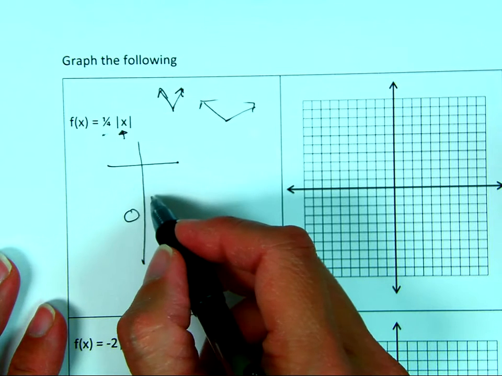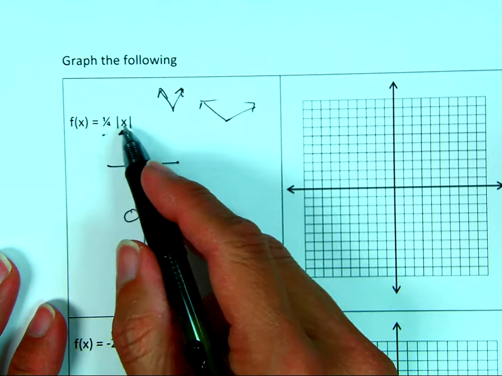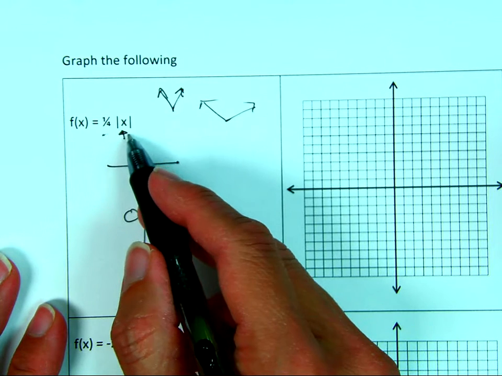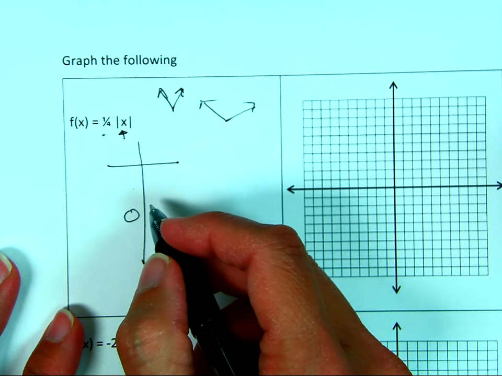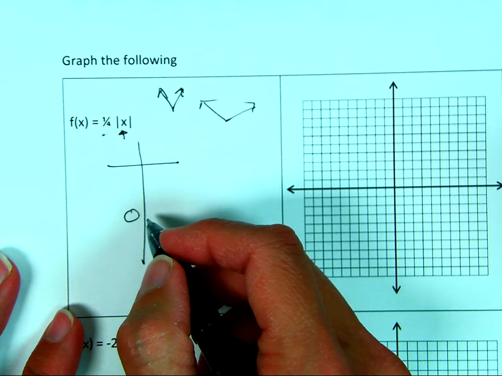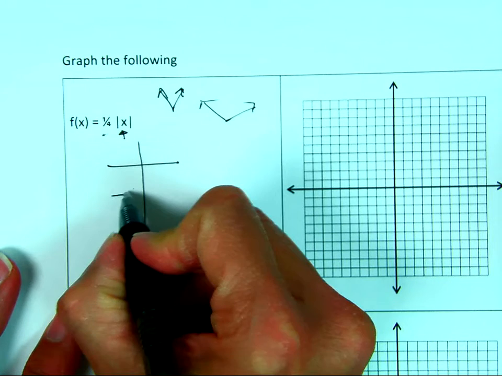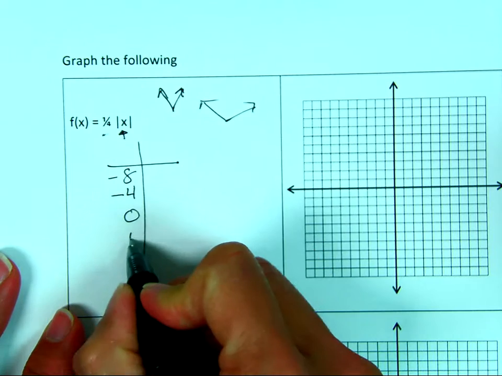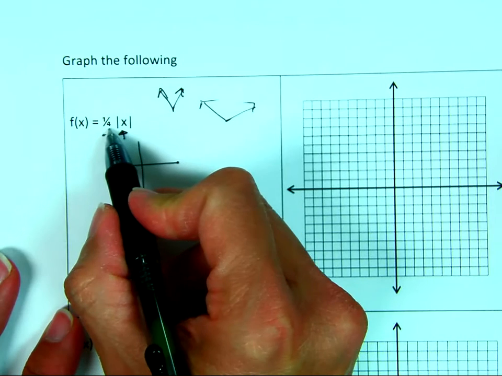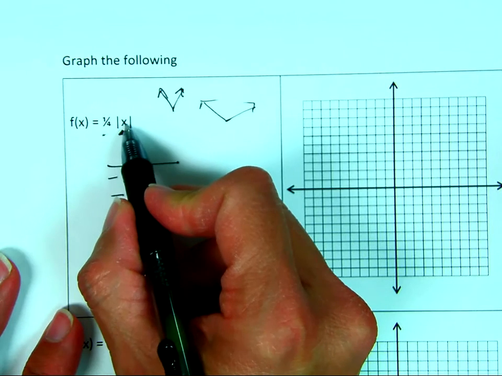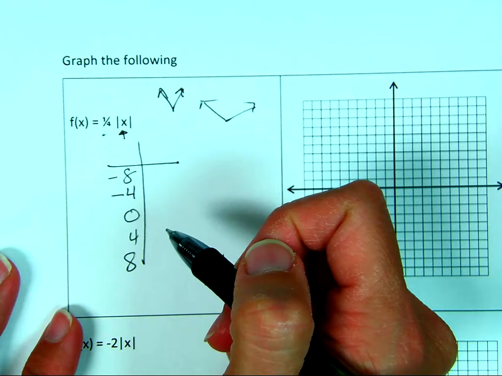I could put a 1 there and I'd get 1/4 times 1, which is 1/4. But I like to be smart about it and use numbers where it's not going to cause me to have fractions or decimals. So I'm going to choose -4, -8, 4, and 8, because I know that I have to divide by 4 once I take the absolute value, which means I'm going to get a nice pretty integer.